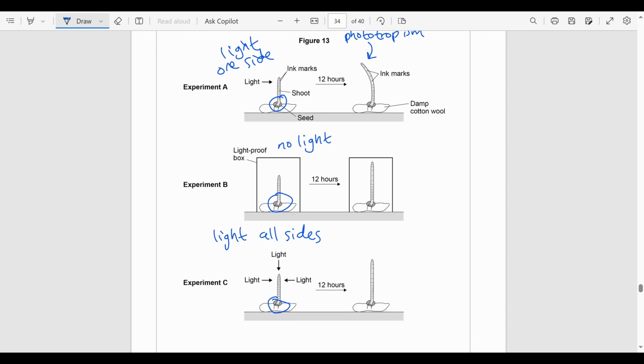So in this case, the independent variable is the direction of the light. So here, of course, in A, one side, C, all sides, B, no sides. So why did they put B here? Why did they set up C? So what is B trying to show? What is C trying to show?